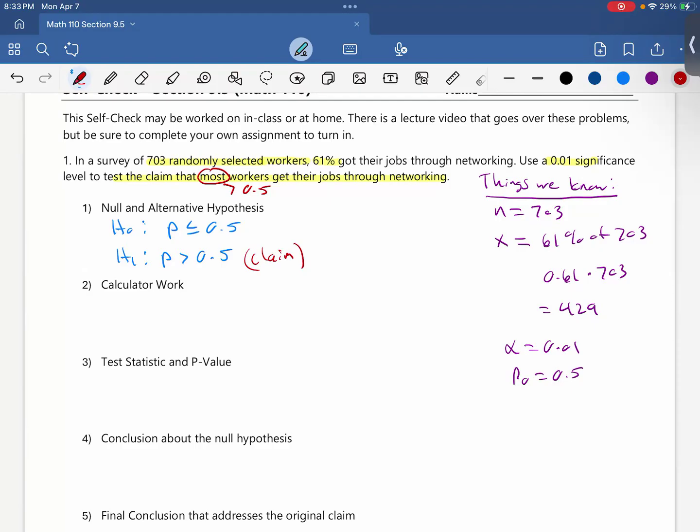Okay, so calculator work, we are using proportions. So this is going to be a 1-prop z test. What I'm going to enter for the calculator setup is 0.5, 429, 703, and greater than. But let's go ahead and go to the calculator and get our test statistic and p-value.